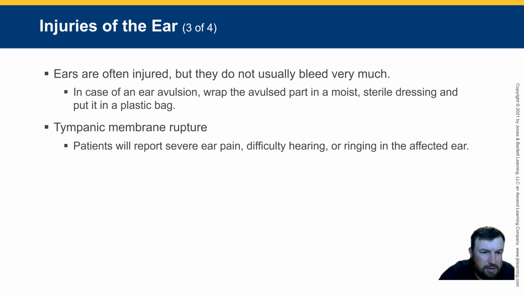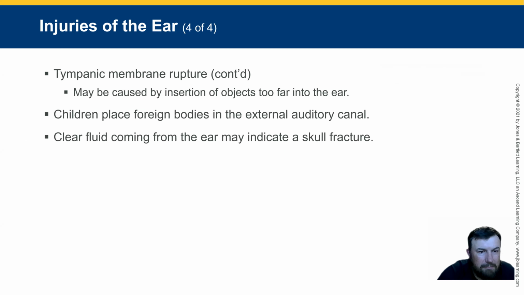Tympanic membrane rupture. Patients will report severe ear pain, difficulty hearing, and ringing in the affected ear. May be caused by insertion of an object too far into the ear. Children place foreign bodies in the external auditory canal. Clear fluids coming from the ear may indicate a skull fracture. So now we're looking for clear fluid, a yellow color fluid, or blood, ears and nose to indicate that spinal fracture or skull fracture.